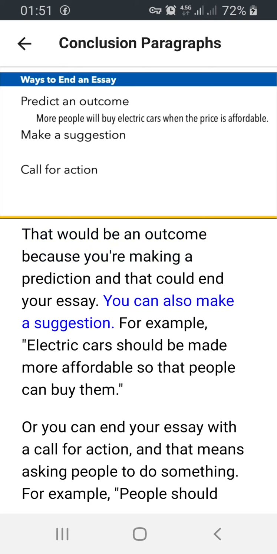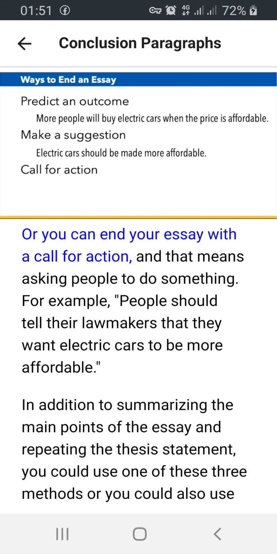You can also make a suggestion. For example, electric cars should be made more affordable so that people can buy them. Or you can end your essay with a call for action, and that means asking people to do something. For example, people should tell their lawmakers that they want electric cars to be more affordable.